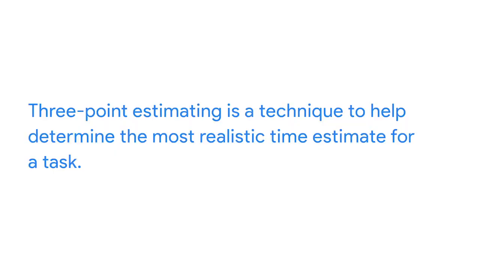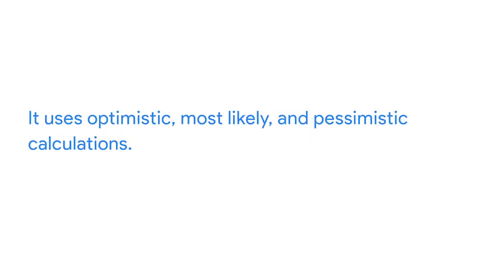Okay, let's review. 3-point estimating is a technique to help determine the most realistic time estimate for a task. It uses optimistic, most likely, and pessimistic calculations. 3-point estimating takes a little more work, but it gives you a clearer sense of what's possible with each task, so you can make a more realistic and accurate estimate. There are even formulas to help you quantify these estimates that we won't get into here, but we encourage you to check out in the course readings.